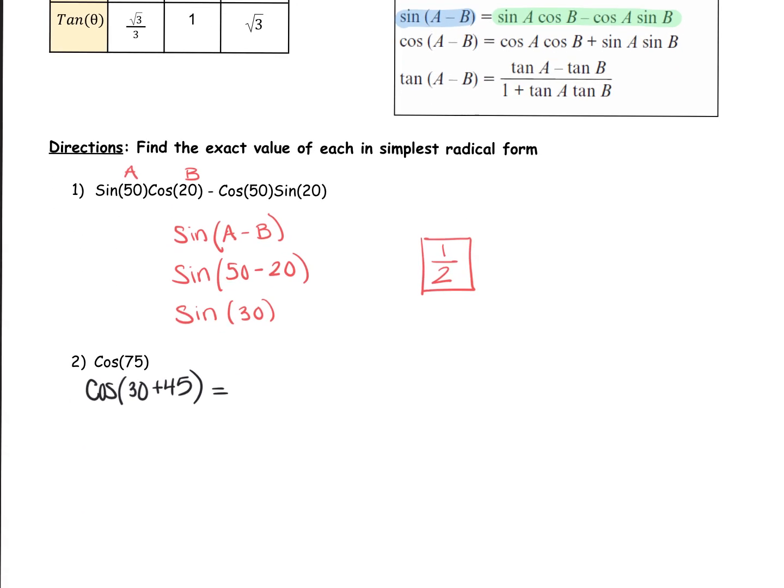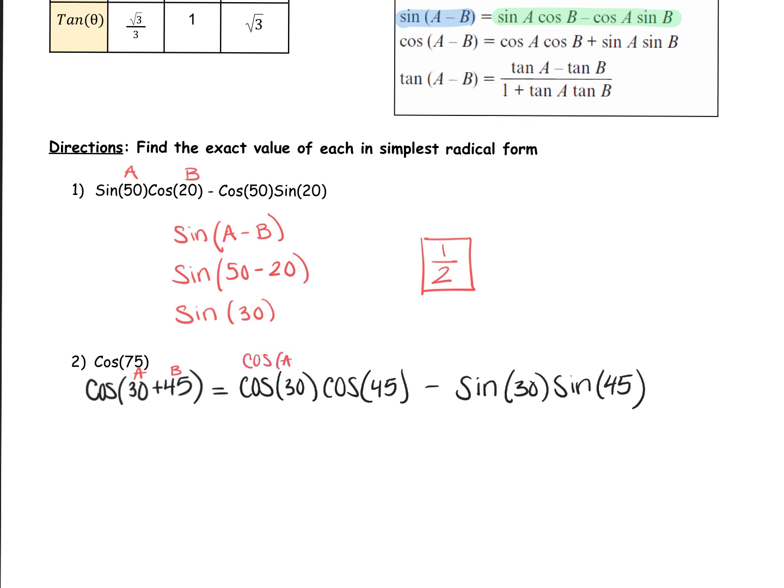So it's going to be cosine of A cos cos minus sine sine. Now, if you want, you could have labeled this is your A and this is your B, and the formula was cosine of A cosine of B minus sine of A sine of B.